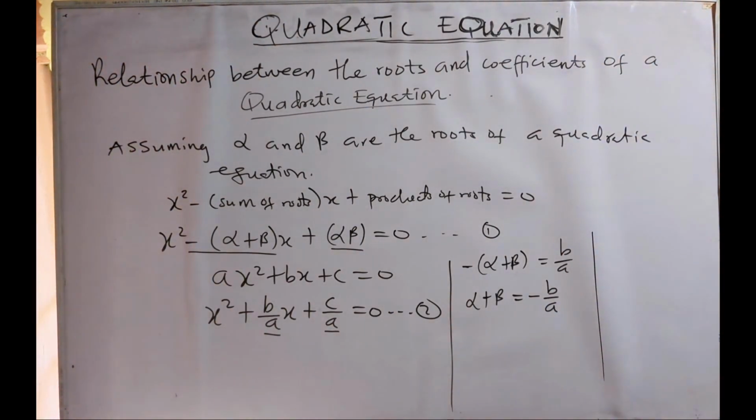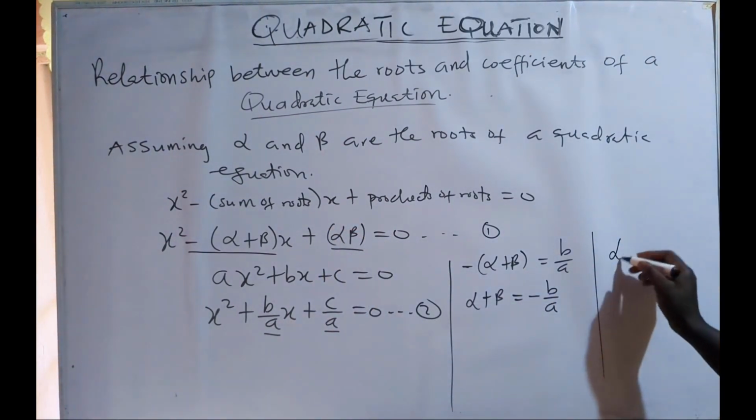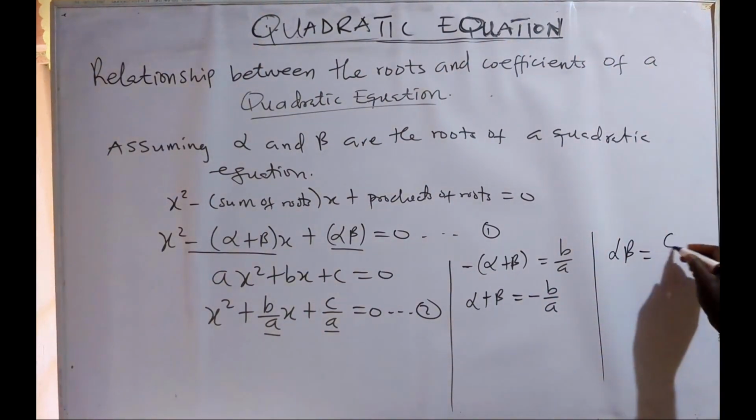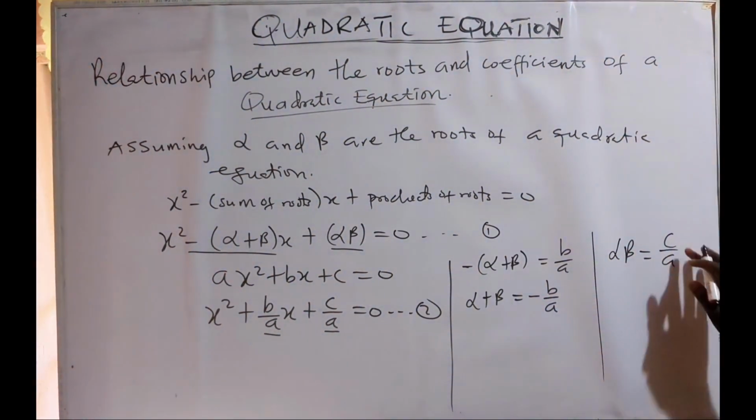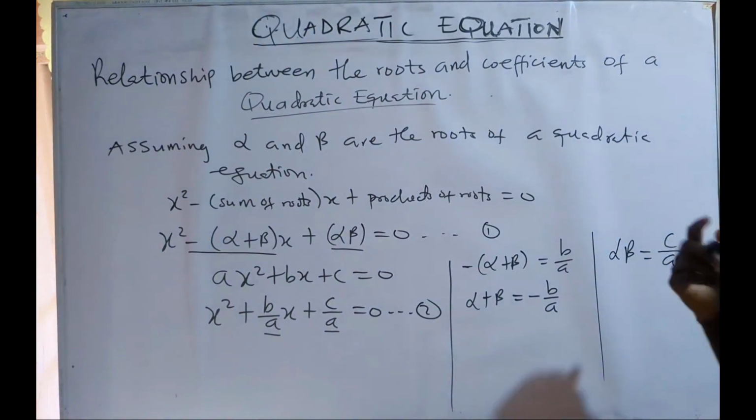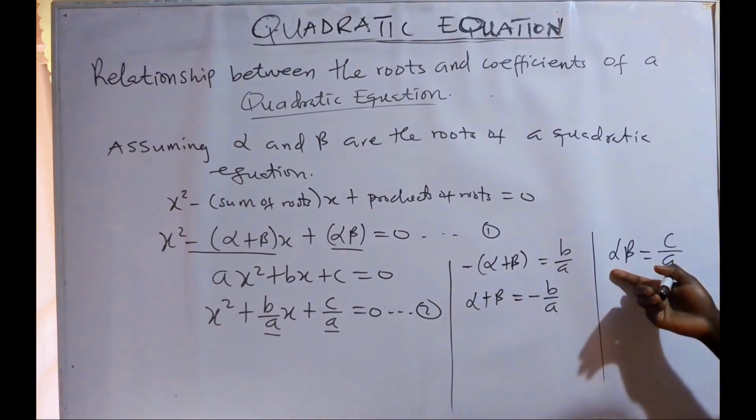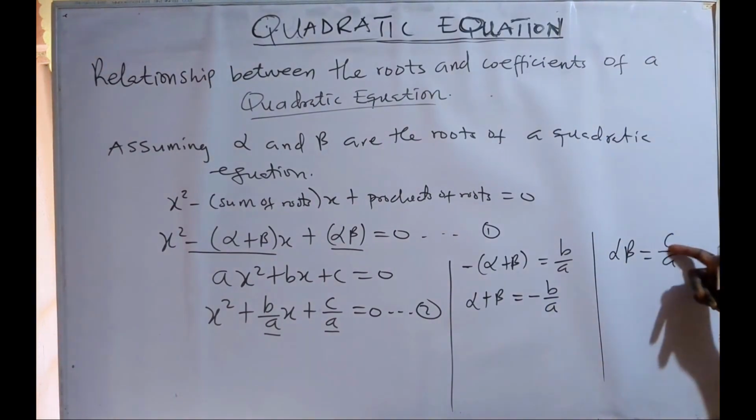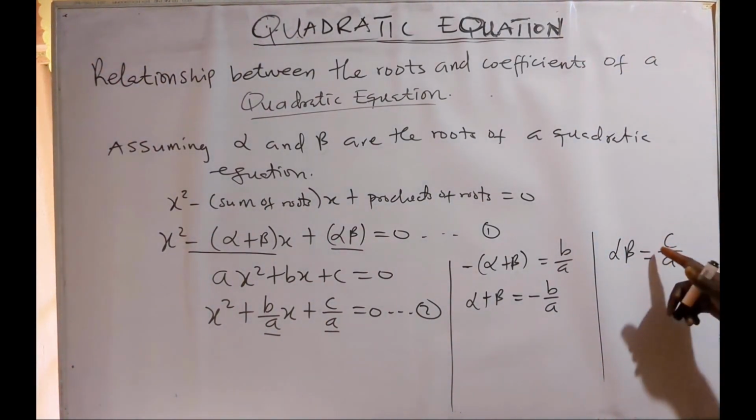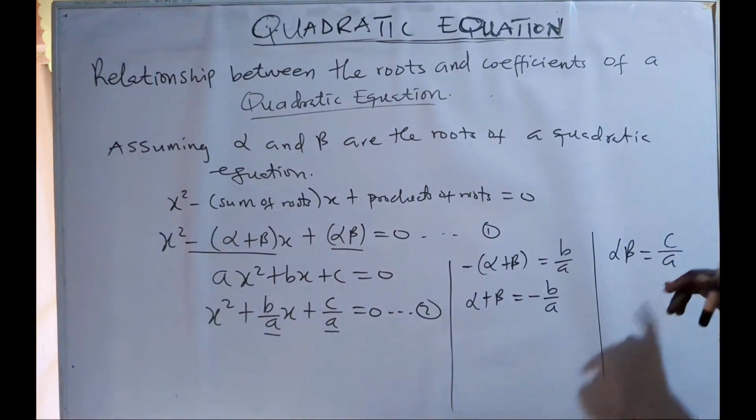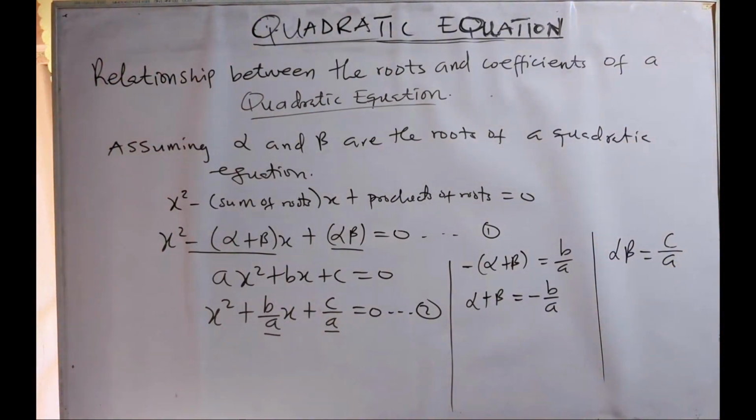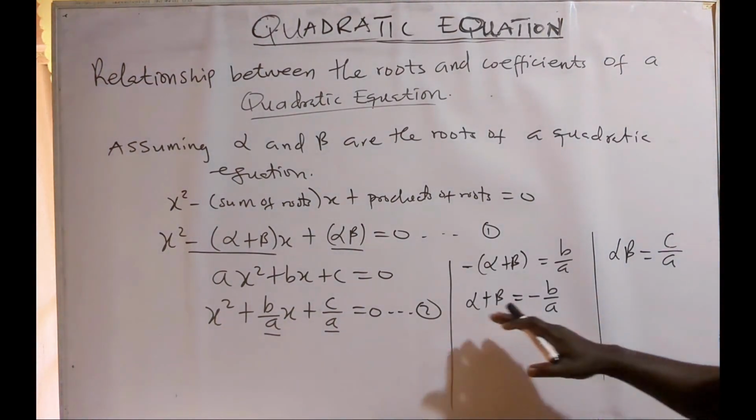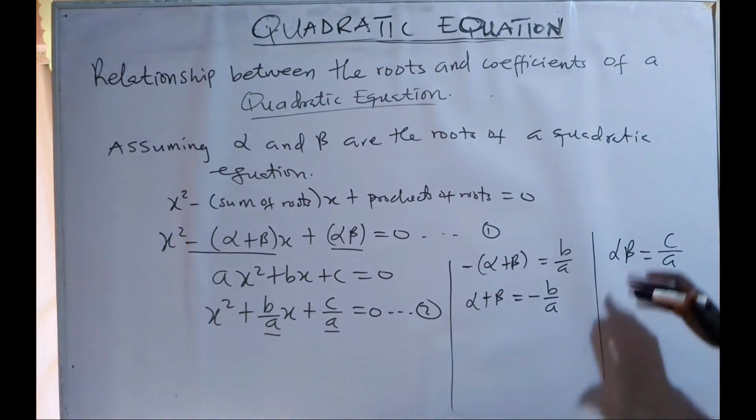Let me also look at alpha beta. My alpha beta is the same as c on a. So the product of the roots of every quadratic equation is c over a, where c is the constant without any variable attached, divided by the coefficient of s squared. So that is what is happening here. We are going to use alpha plus beta and alpha beta.